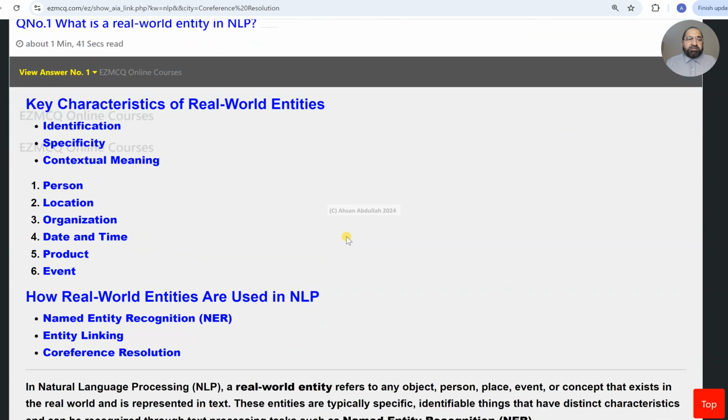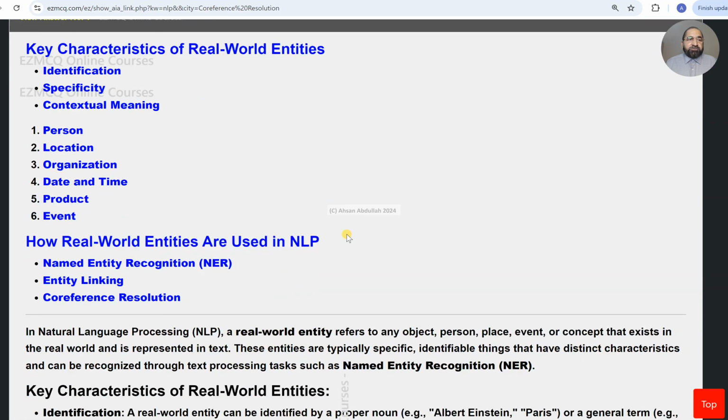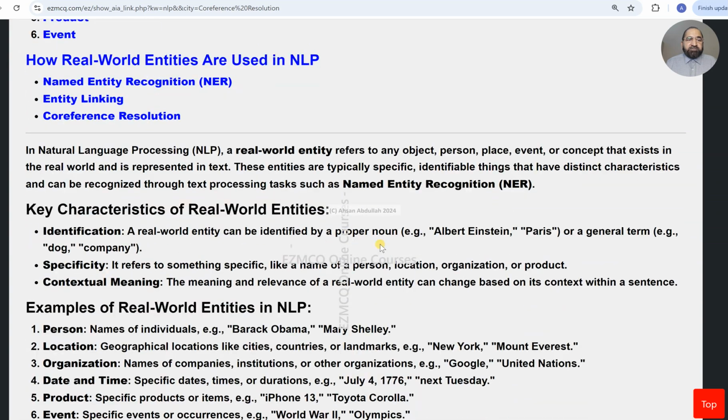An entity can be a person, a location, an organization, a date, a time, or an event. And the purpose is to identify the entity. Which entity is a place, which is an organization, which is a product, and so on. So it's a complex problem. So we are interested in identification of the entity.